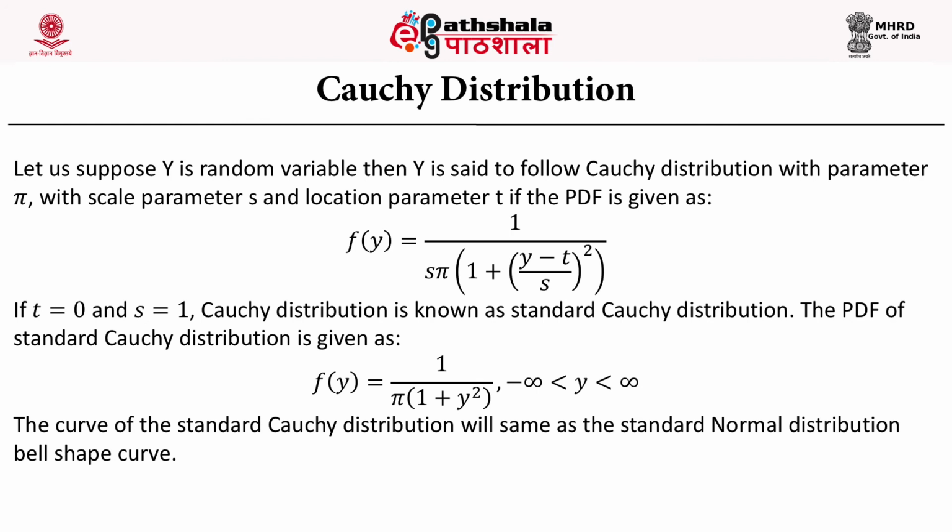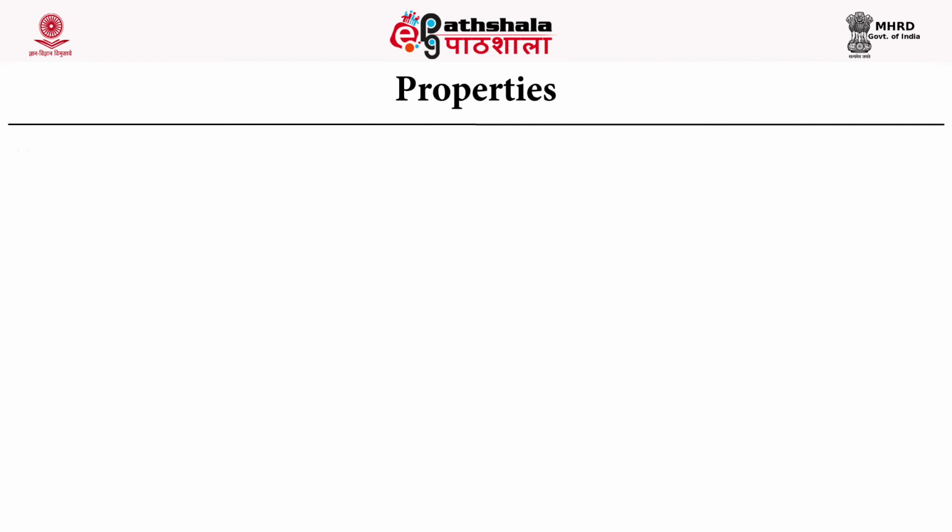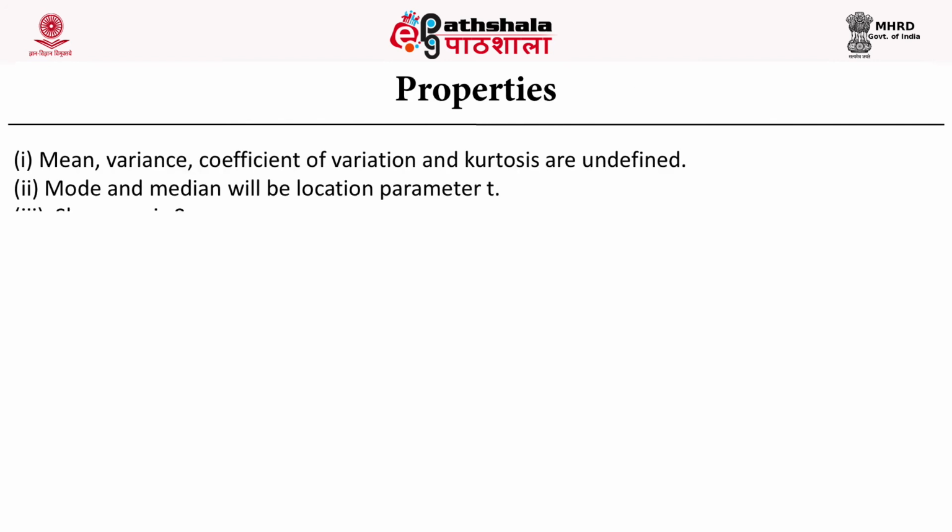The curve of the standard Cauchy distribution is bell-shaped, similar to the standard normal distribution, but there are some properties of the Cauchy distribution. The mean, variance, coefficient of variation, and kurtosis are undefined. The mode and median will be the location parameter t, and the skewness is equal to 0.